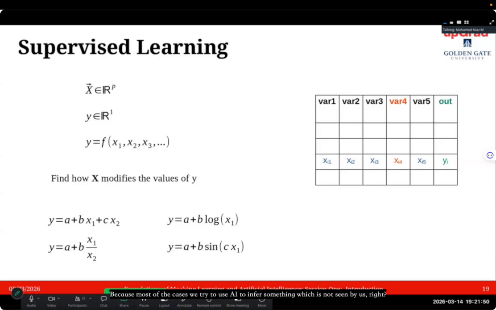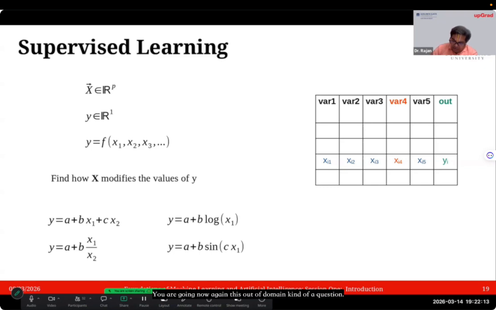Because in most cases we try to use AI to infer something which is not seen by us, right? Even when somebody says this is how a black hole looks like, it is an image stitched by various models. So in that case, how can we be sure that the model has functioned correctly? You are going again to this out-of-domain kind of a question.